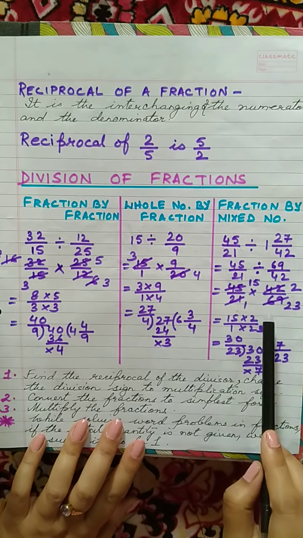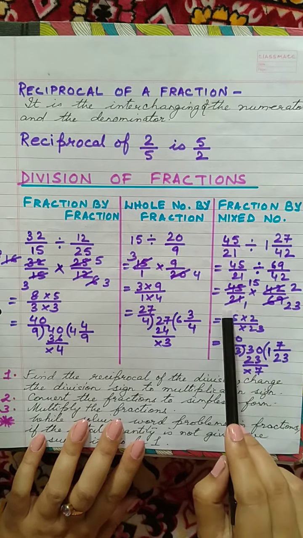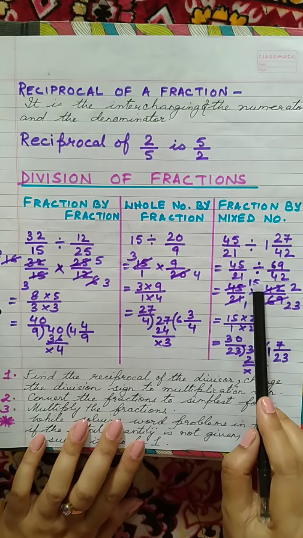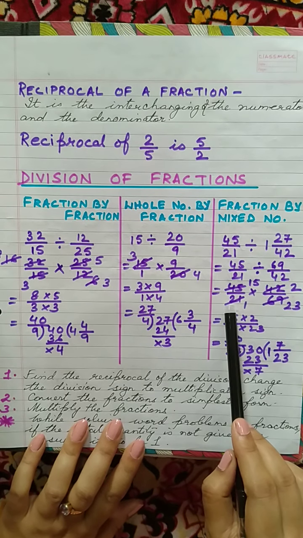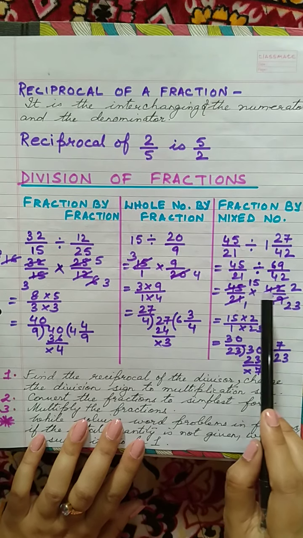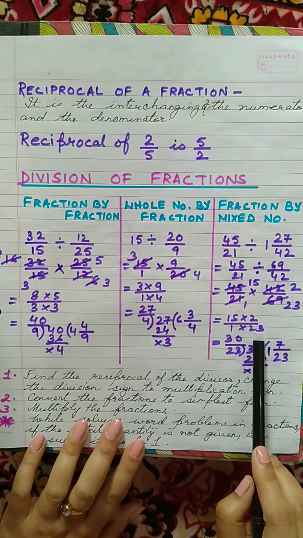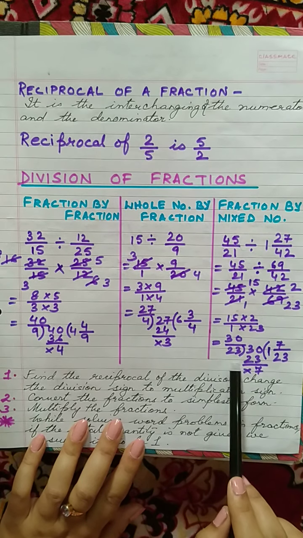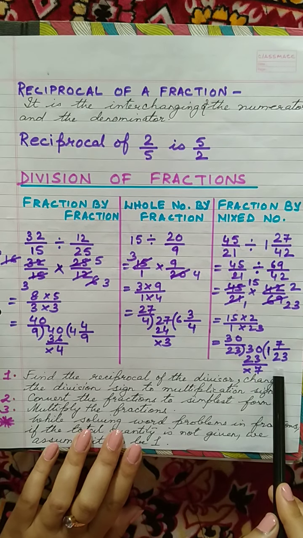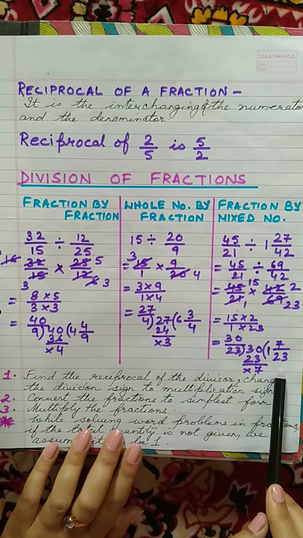Now you have to remember, students, this cancellation will be easier for you as you practice it day by day. It will be easy for you. You can cancel with the lowest number or you can cancel by any common factor. Now we multiply the numerators 15 into 2 and the denominators 1 into 23. So 15 2s are 30 by 23. Again an improper fraction, so we change it to a mixed fraction and your final answer is 1 7 by 23.